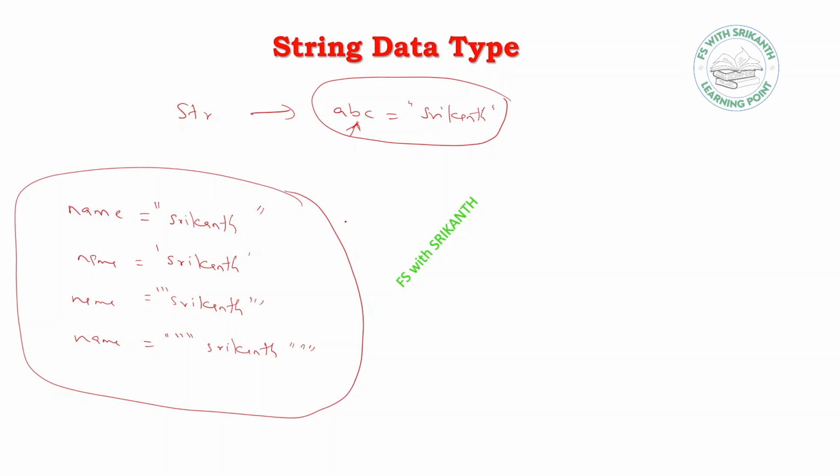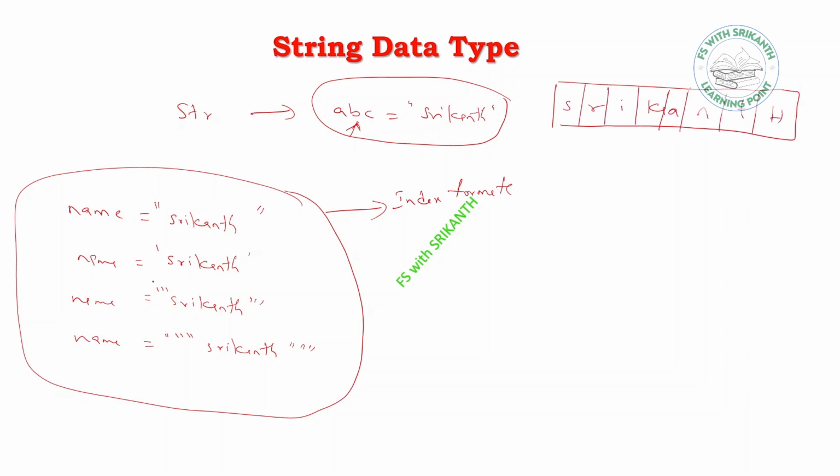So how will your data be stored? It will be stored in index format. Index format means each and every character has a separate index. Here the index follows two-way direction, positive and negative. Only Python has this facility. The positive index goes 0, 1, 2, 3, 4, 5, 6, 7. The negative index starts from -1, -2, -3, -4, -5, -6, -7, -8. In this way, the index will be allocated.